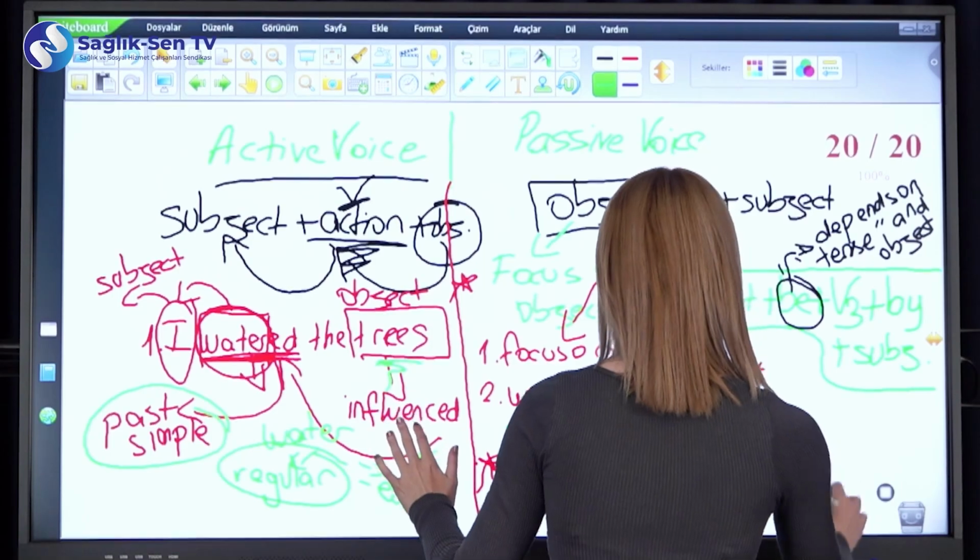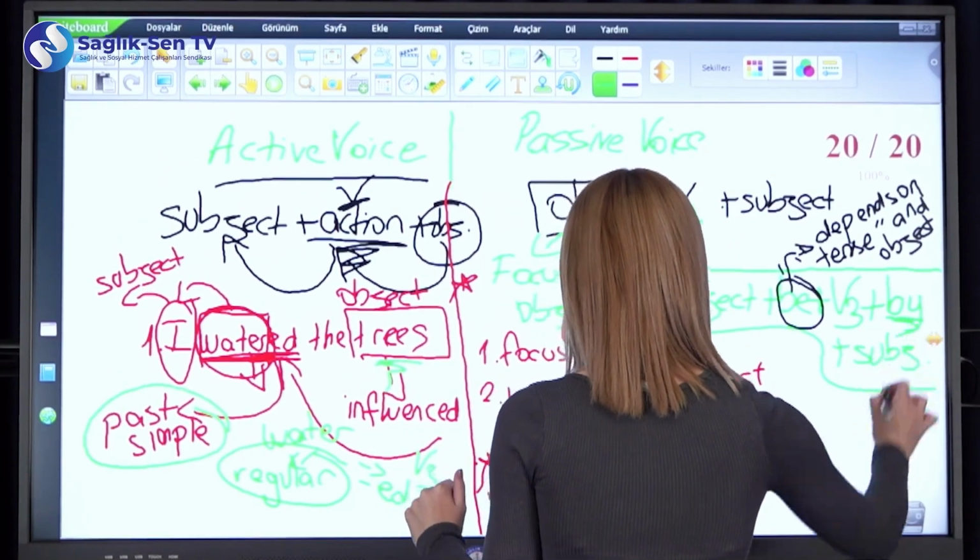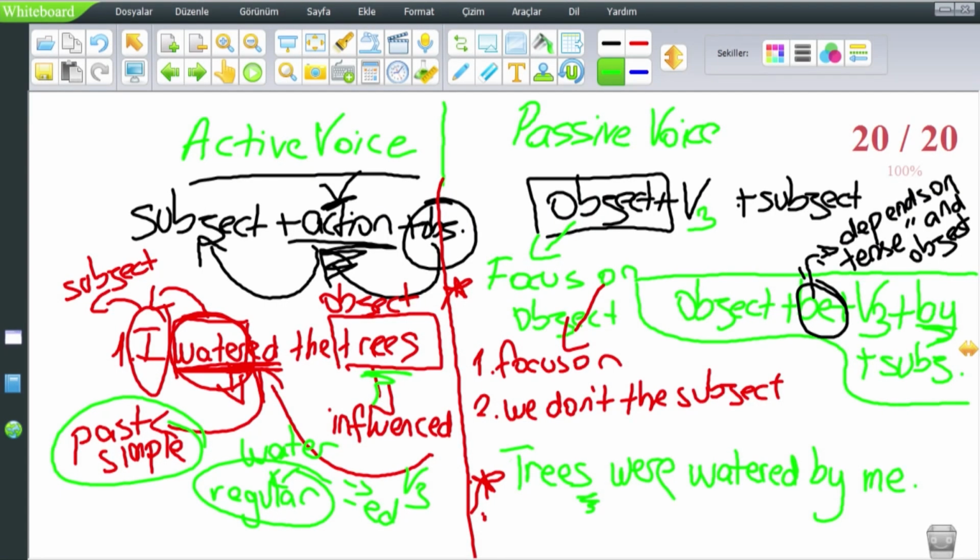by me. I didn't have to use it here. It's not necessary. But if you want to, you can add it. And this is how we add the subject.